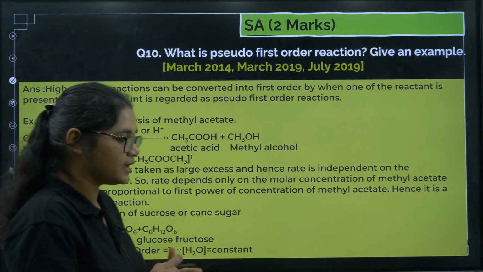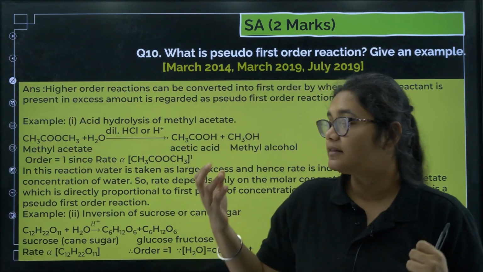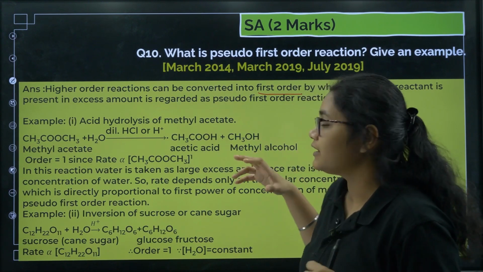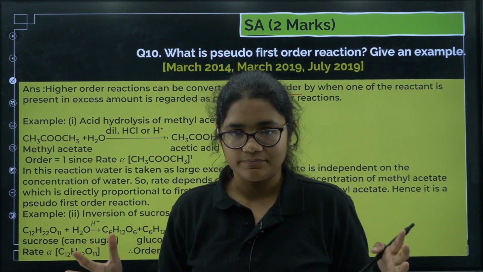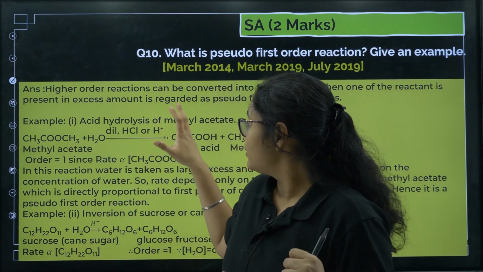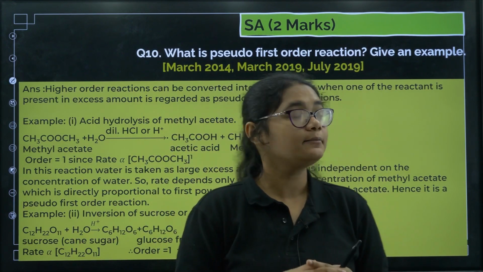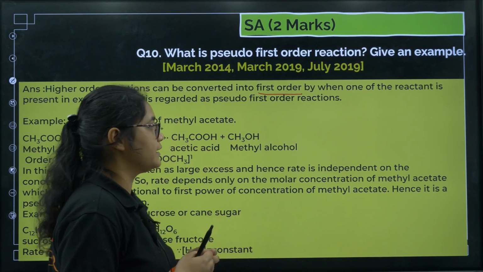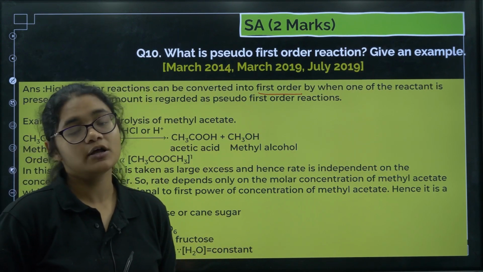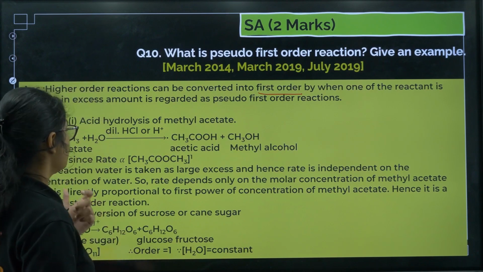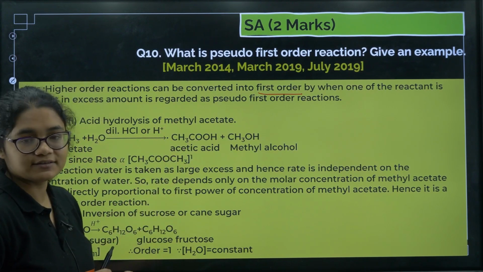When you have higher order reactions, but they are actually converted to first order when one of the reactants is present in excess. The higher order reactions can be converted into first order reactions when one of the reactants is present in excess, that is called your pseudo first order reaction. And you have 2 examples, one is inversion of sugar and another is acid hydrolysis of esters.